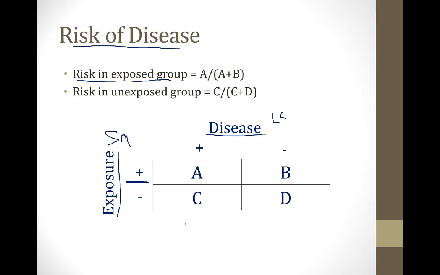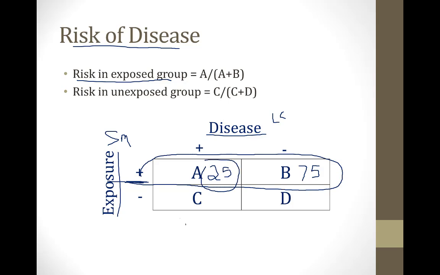Among the patients who smoke right here, let's suppose that 25 of them had lung cancer, so we'd write 25 where the A is right there. And let's suppose 75 of them did not have lung cancer, then we'd write 75 right there. This would mean that among the smokers, which is everybody in this top row, 25 out of 100 total patients had cancer. This means that the risk of cancer in patients exposed to smoking is 25 over 100, or 25%.